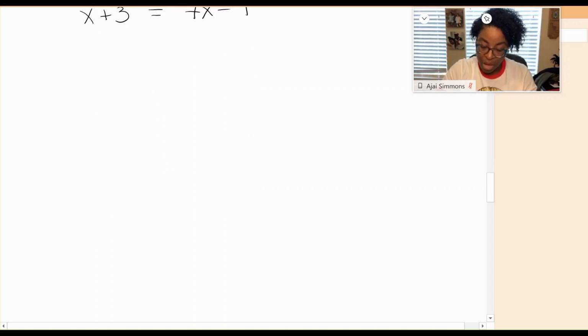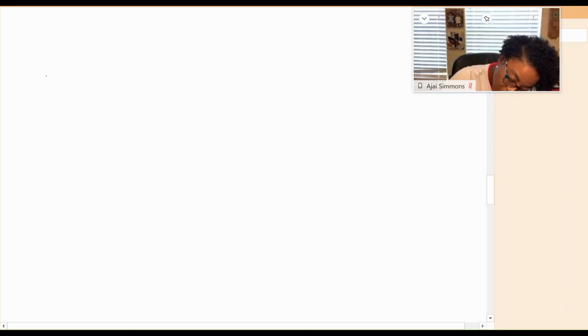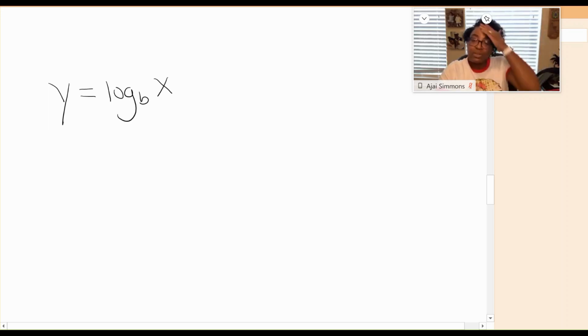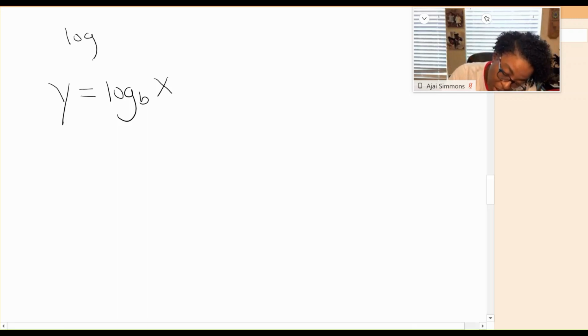Good, good, good. One more thing. This is the last thing I will talk about, and that is log notation and exponential notation. Actually, there are two more things I want to talk about, but let's just go here. So log notation. Let's say we have y is equal to log base b of x. This is considered to be log notation because it actually has a log in it, okay?